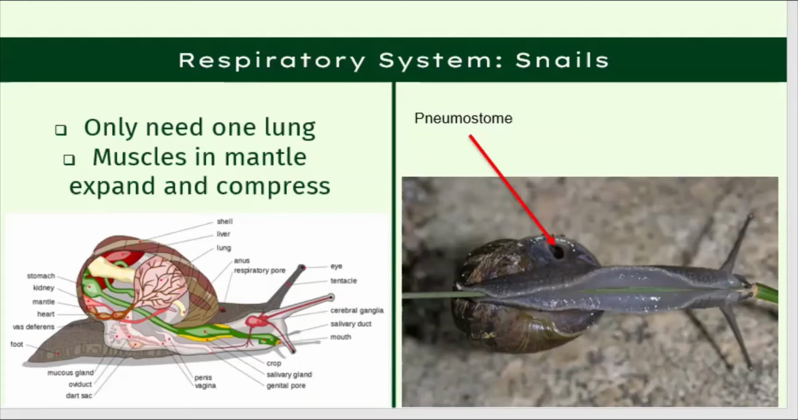For example, the red arrow that's pointing at the right side, the top part of the snail, is an opening that is called the pneumostome. And pretty much what the pneumostome is, is a muscle that expands and compresses the opening to let in and out the oxygen and carbon dioxide.